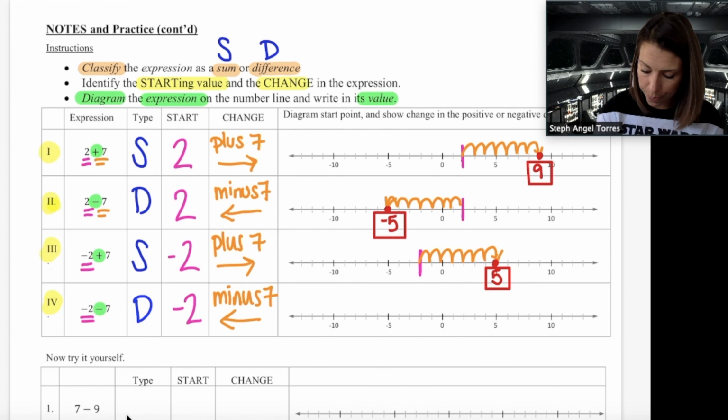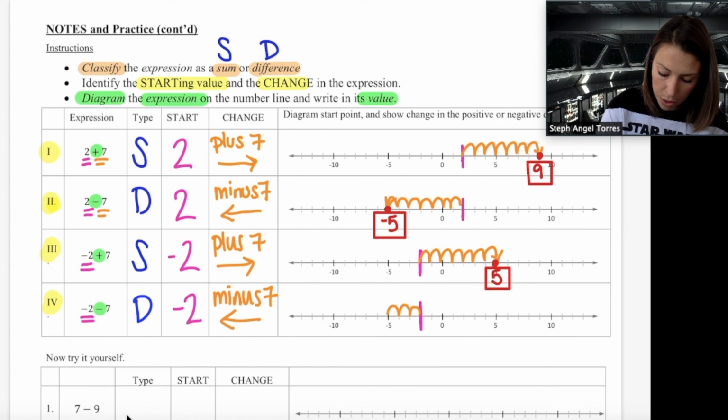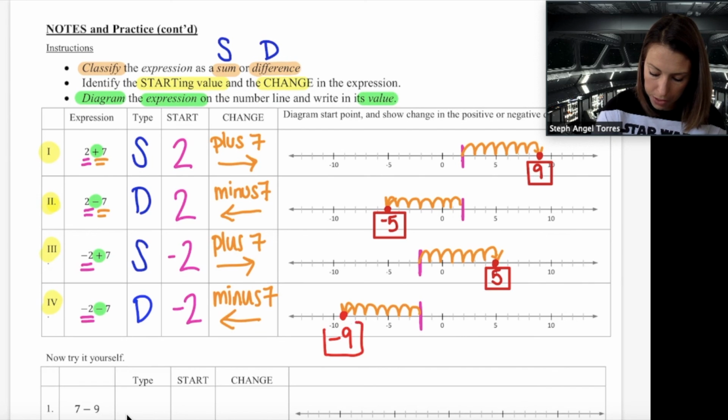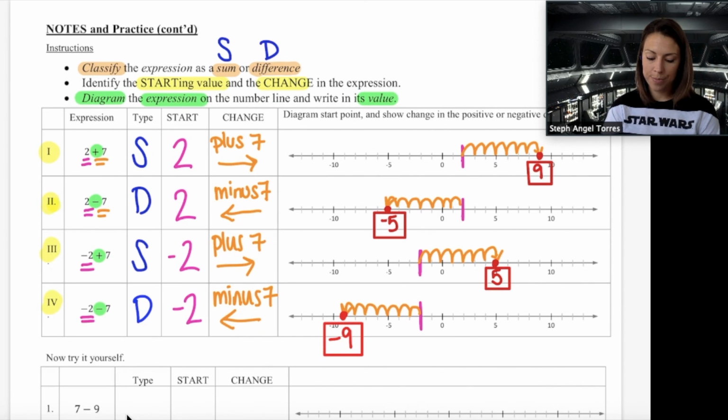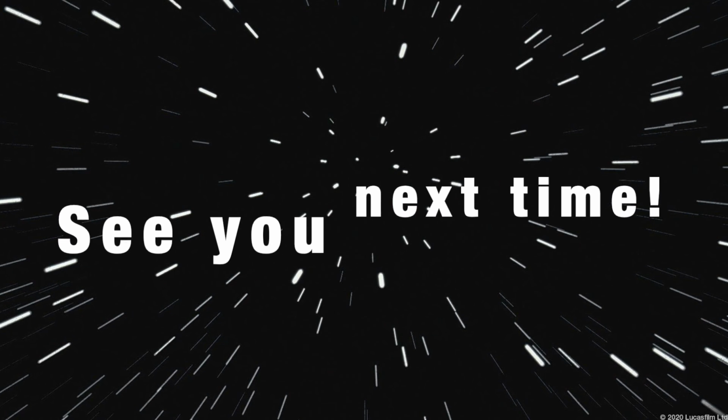So let's diagram. Start at negative 2. This time I am minus 7, so I'm going 7 to the left. 1, 2, 3, 4, 5, 6, 7. And it looks like this time I ended up at negative 9. I'm going to put a box around that. And the value of this expression is negative 9.